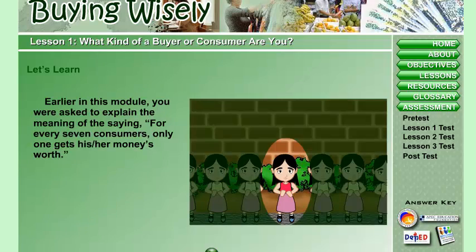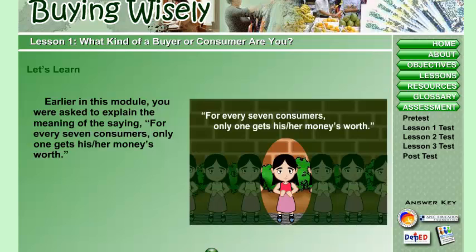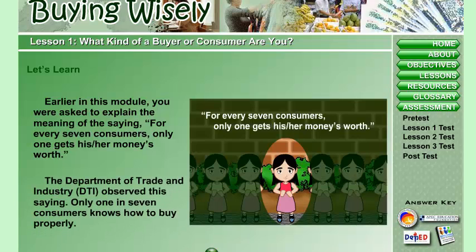Earlier in this module, you were asked to explain the meaning of the saying, "For every 7 consumers, only one gets his or her money's worth." The Department of Trade and Industry, or DTI, observed this saying. Only 1 in 7 consumers knows how to buy properly.